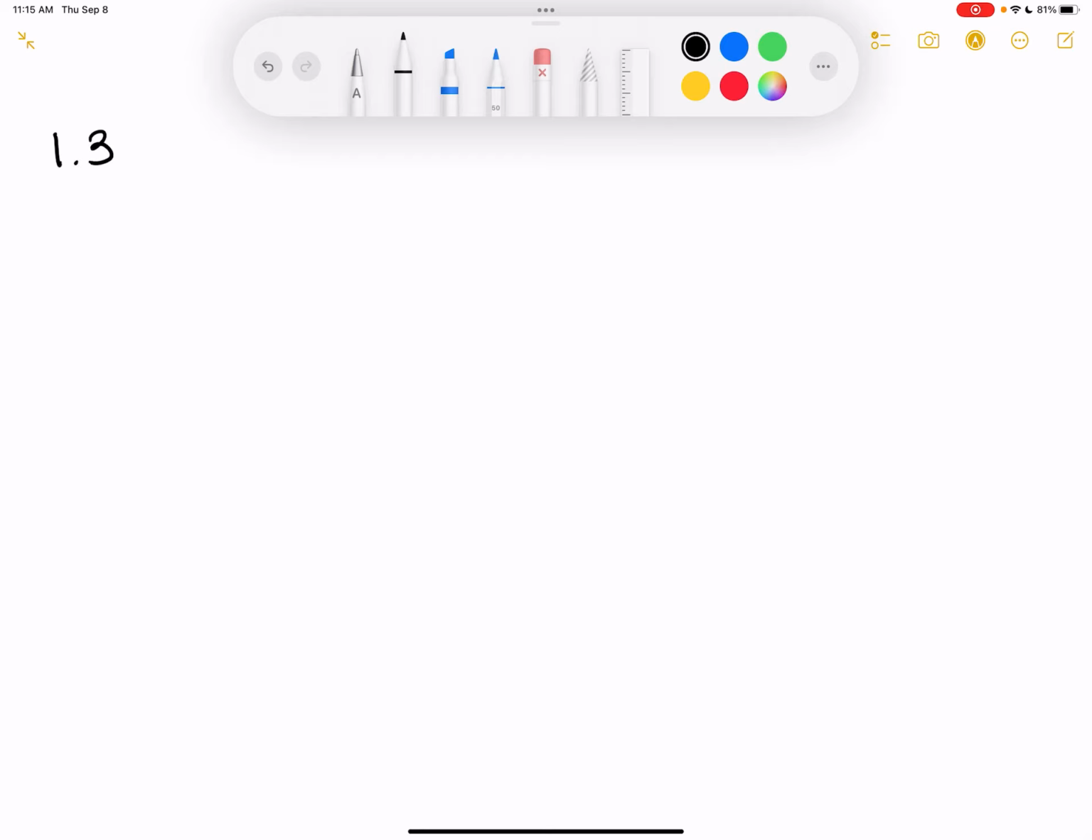So 1.3 is to write expressions. This one is kind of like they're giving you things in words, and then you have to write what it would be with numbers and symbols. Some helpful phrases to look for to know what to do in translating verbal phrases.